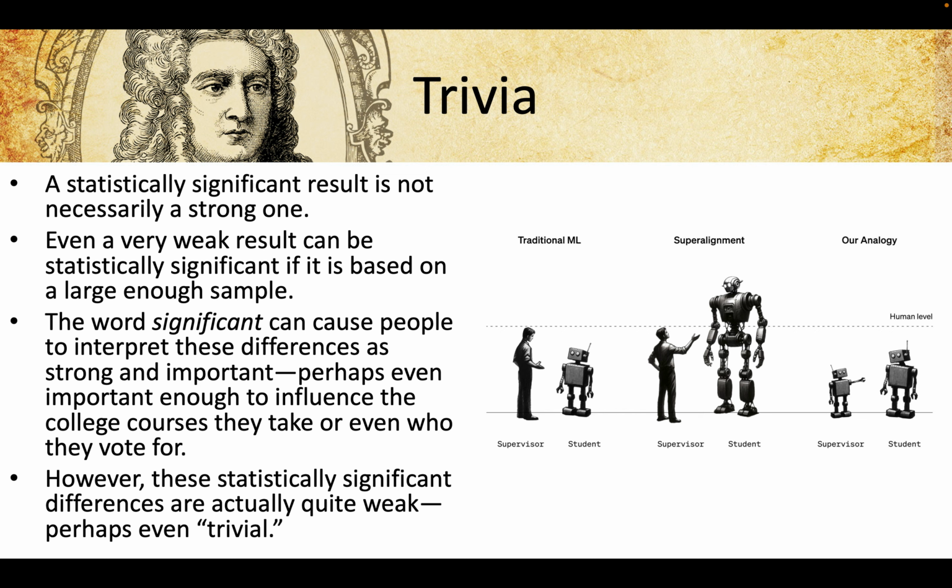A statistically significant result is not necessarily a strong one. Even a very weak result can be statistically significant if it is based on a large enough sample. The word significant can cause people to interpret these differences as strong and important, perhaps even important enough to influence the college courses they take or even who they vote for. However, these statistically significant differences are actually quite weak, perhaps even trivial.